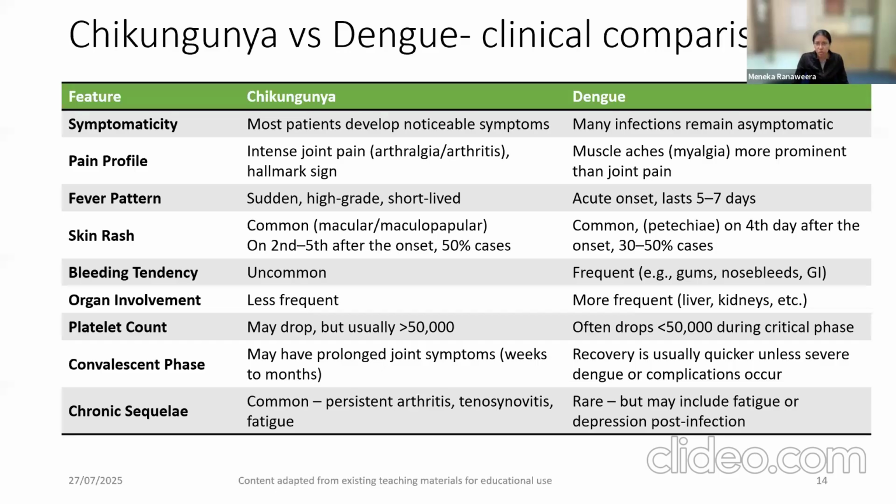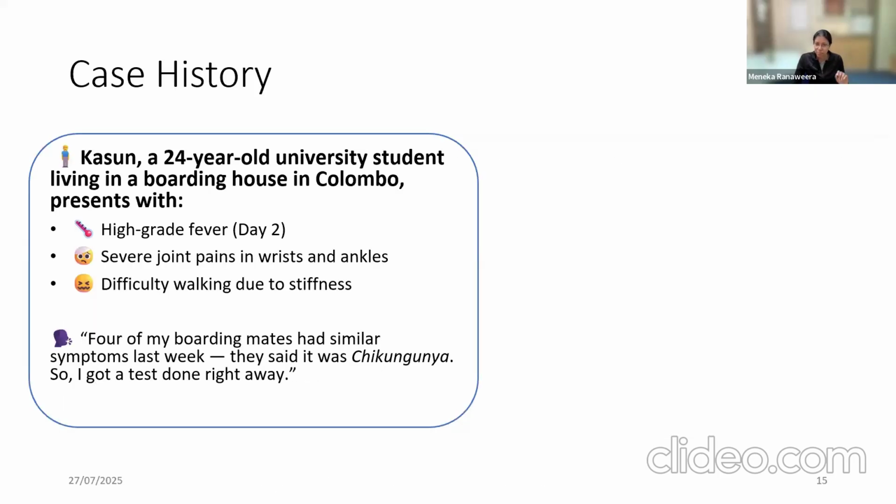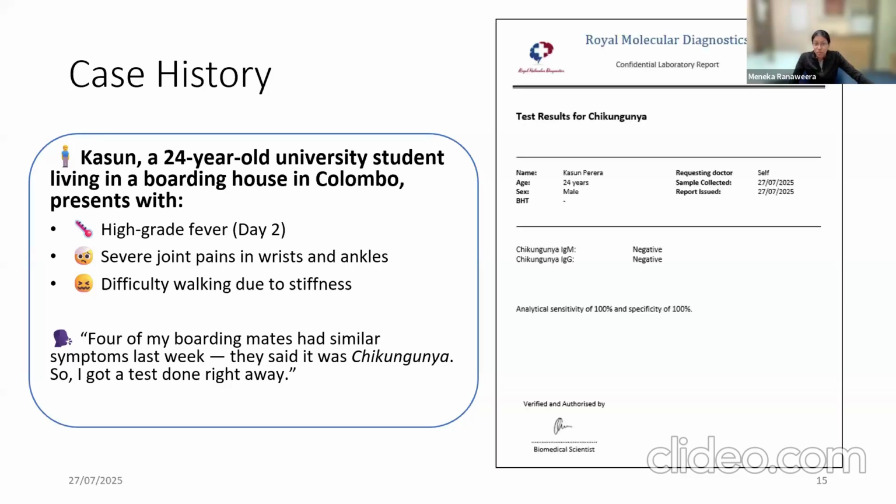Okay, let's move on to laboratory diagnostics. Let's look at this case. We've got a 24-year-old university student who is living in a boarding house in Colombo and presents with fever, severe joint pains in the wrists and ankles, and difficulty walking due to stiffness. He mentions 4 of his mates have similar symptoms, which have been diagnosed as chikungunya. So he went and got a test done right away. We've got a test which is negative for chikungunya IgM and IgG. How do we interpret this?